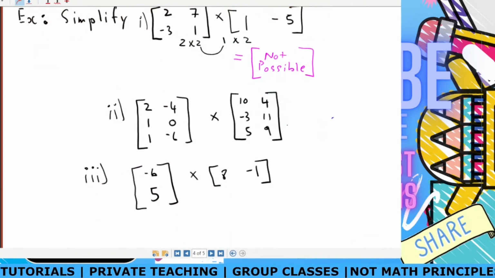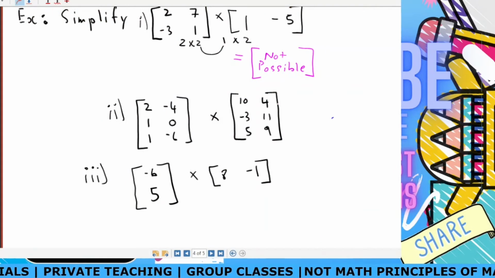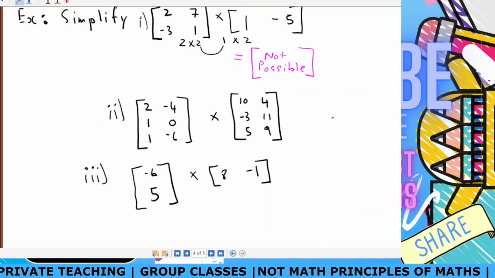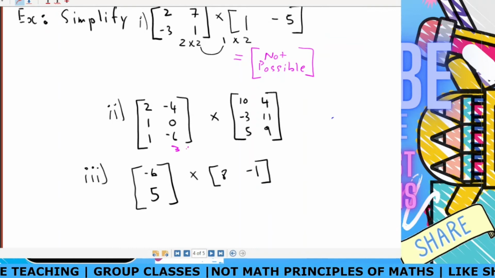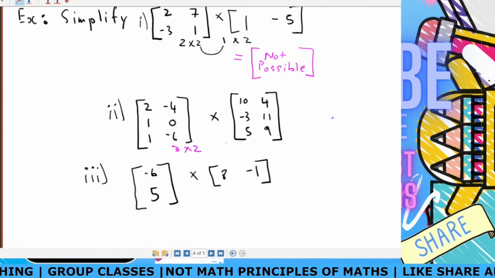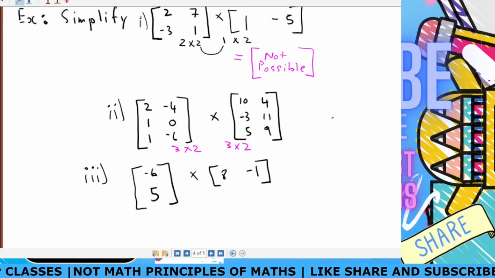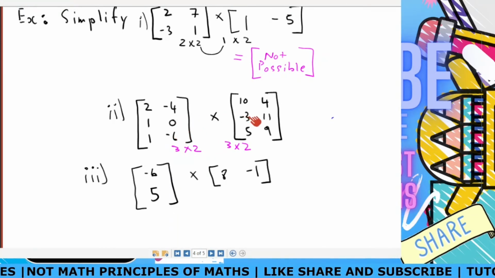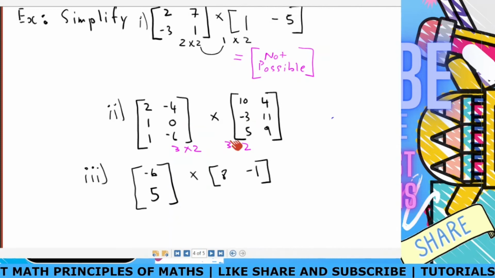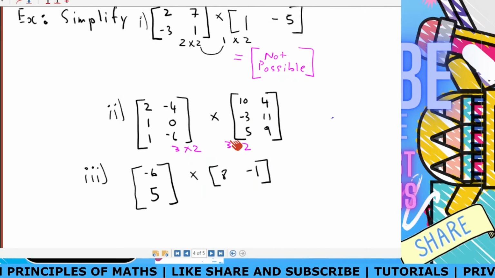Alright. Next. The first thing we do as usual, check the orders. The order of this, 3 rows, 2 columns. This is also 3 rows, 2 columns. So this time we realize that we have two matrices with the exact same order. So we must be able to multiply these, don't we? So let us check it then.